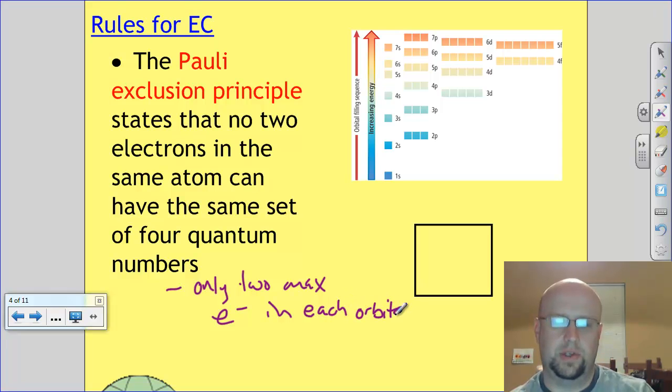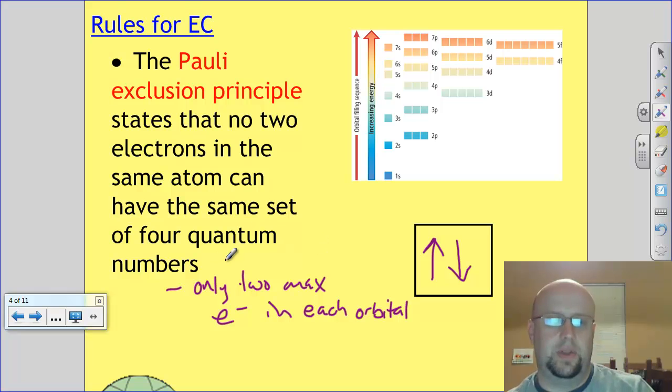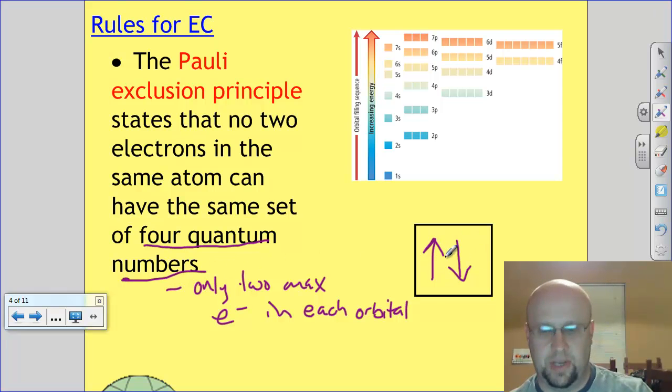Okay, so we've got these boxes here in our diagram, and what the Pauli exclusion principle says is that you can only fit 2 electrons in a box. So if I was going to draw electrons here, I can only put 2 in the box. And this idea about the same set of 4 quantum numbers, again, we're not really going to talk that much about quantum numbers, hopefully not at all. But what that means is that they can't both be facing the same way.